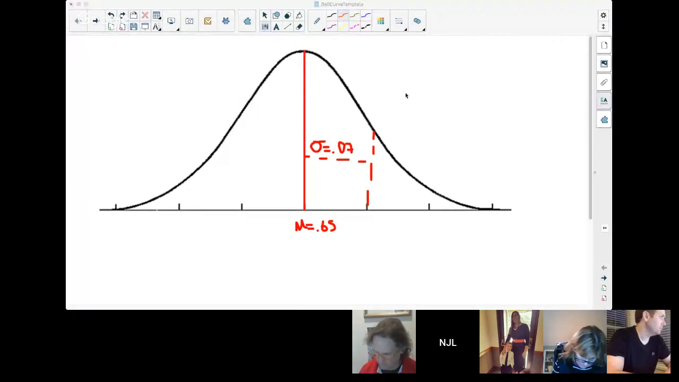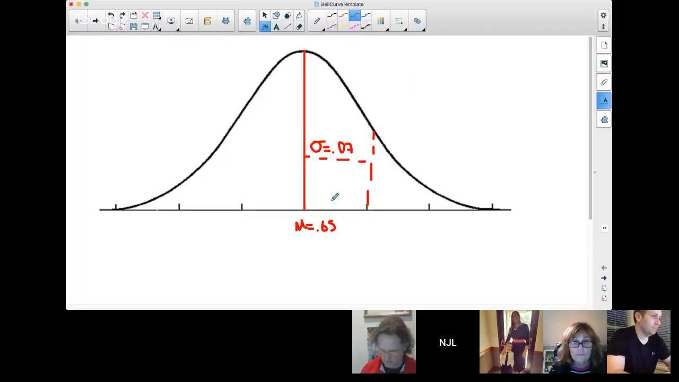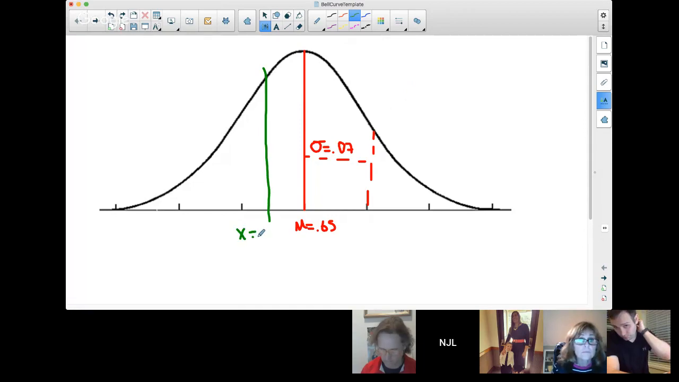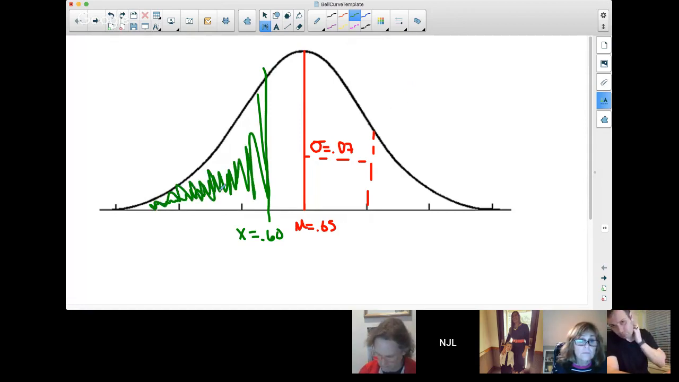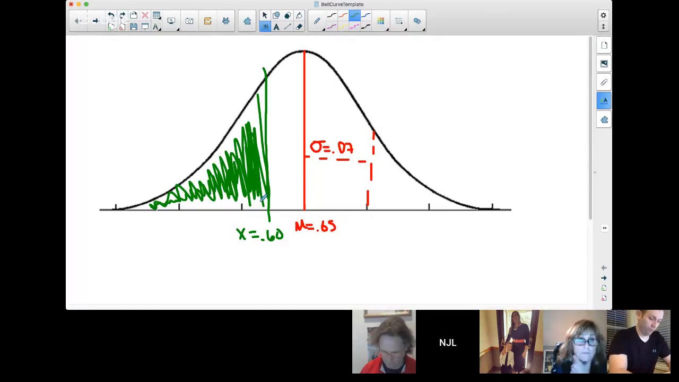What does it tell you to do? What proportion of a population have a protein requirement that is less than 0.60? Okay, so without being perfect, I know that 0.60 is somewhere here. So I have an X value of 0.60, and it says the proportion that is less than. So I know I'm looking for all that area. So that's my drawing.